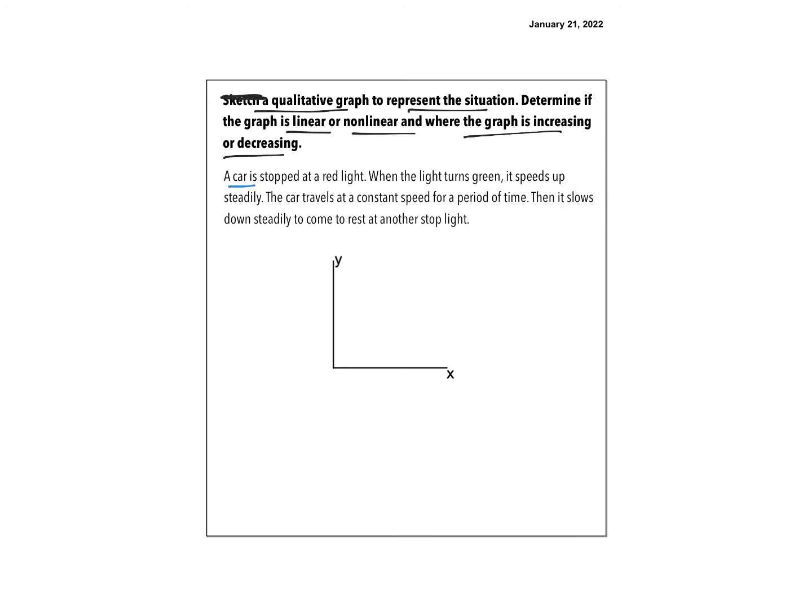So it says a car is stopped at a red light. When the light turns green, it speeds up steadily. So right away it stops. It stopped. It speeds up steadily. Then the car travels at a constant speed for a period of time.